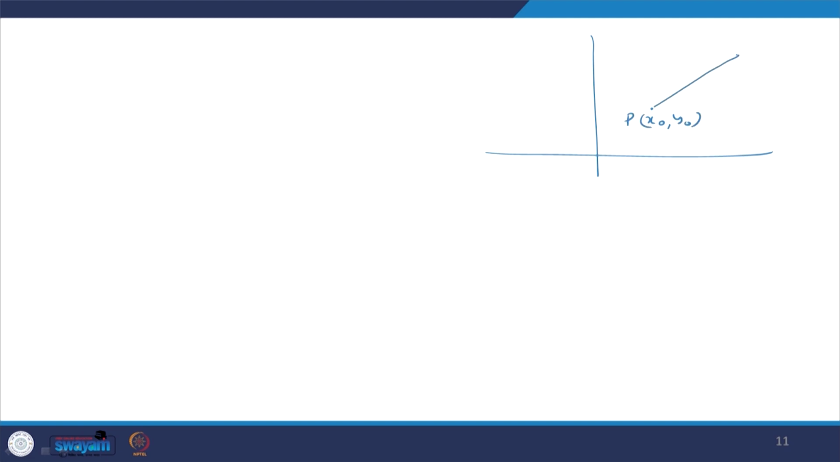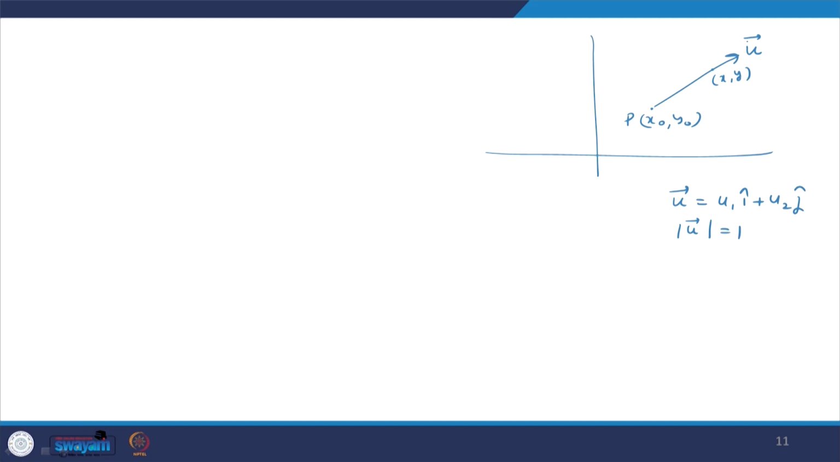This is a direction u, which is given by u1 i cap plus u2 j cap. It is a unit vector, mod of u is 1, I am assuming, along u. Suppose now x and y are any point on this vector in this direction. So, how can you find the equation of this line in the direction u?